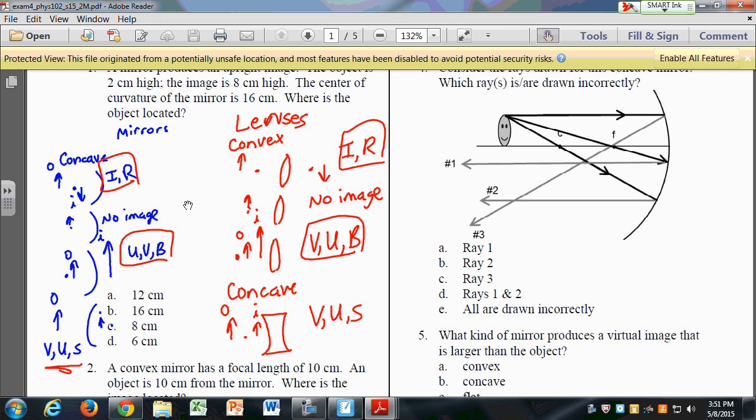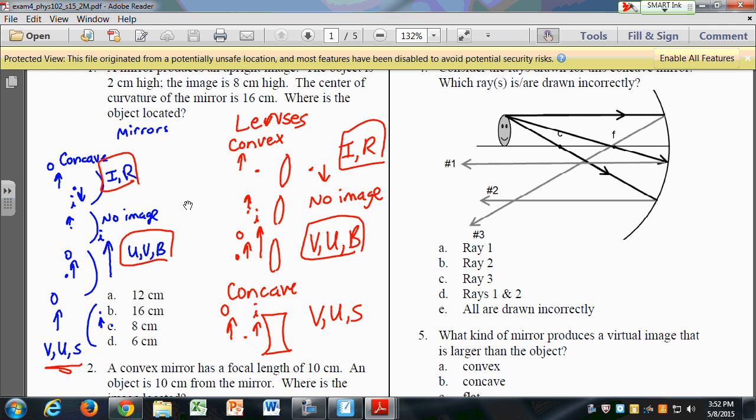Just be aware that for lenses, real images are on the opposite side of the objects, whereas for mirrors, real images are on the same side as the objects. Knowing these will help you. I'll ask some outright questions like we had on that test, what type of mirror or lens is this? And also in doing some of the calculations, it'll be useful for you to know what type of mirrors or lenses produce what types of images.